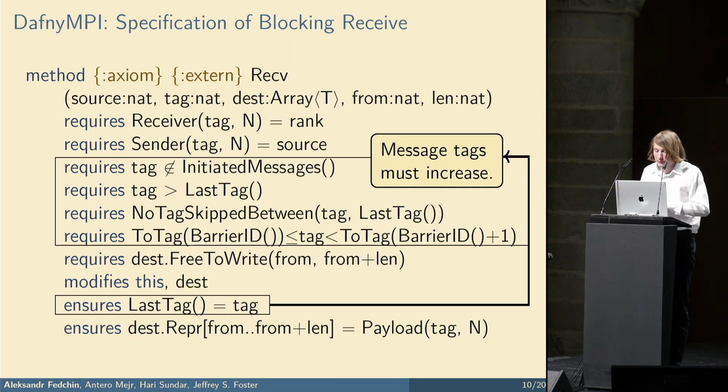And there are also some other preconditions that ensure an ordering of message tags, because of course we're in a concurrent setting, so we want to prevent deadlocks. The idea is that the process must wait on increasingly larger tags, and that prevents deadlocks. Of course, you also should not wait on a tag that you've already used before, and the tags have to be correctly interleaved between the barriers.